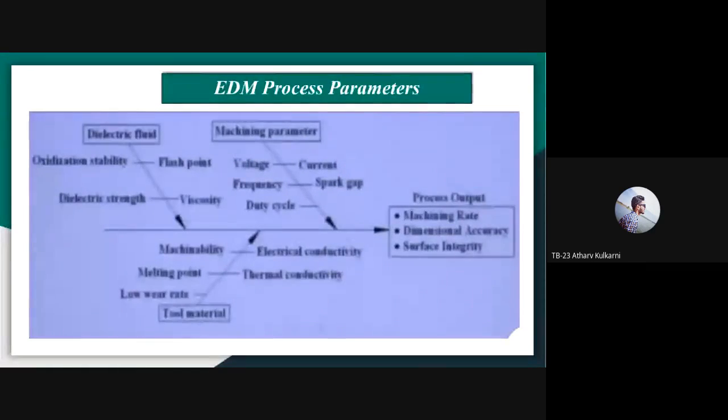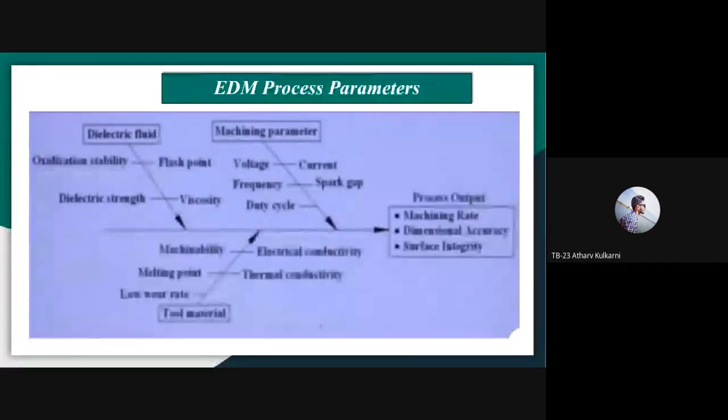Now for this process also we have some graphs. Many researchers have gone for the different graphs. They have taken different materials, applied different process parameters, and came to a conclusion. So that part you can see in the different research papers.